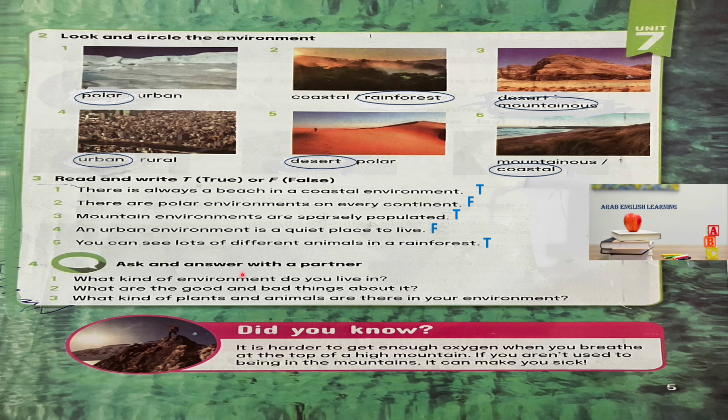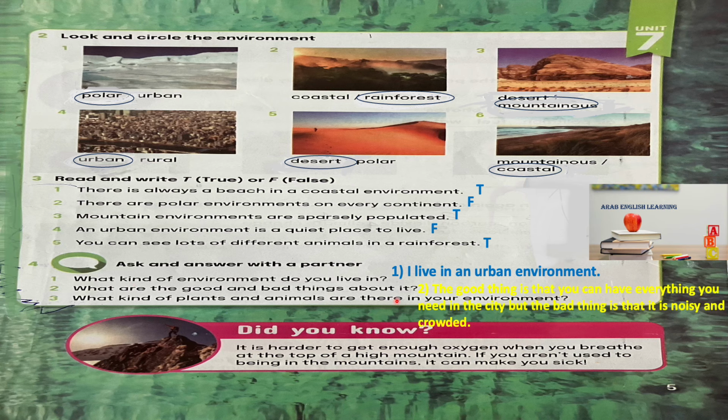Exercise 4. Ask and answer with a partner. 1. What kind of environment do you live in? I live in an urban environment, means city. 2. What are the good and bad things about it? The good thing is that you can have everything you need in the city, but the bad thing is that it is noisy and crowded.